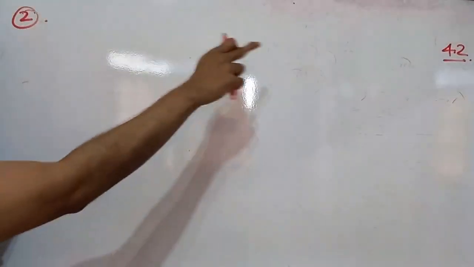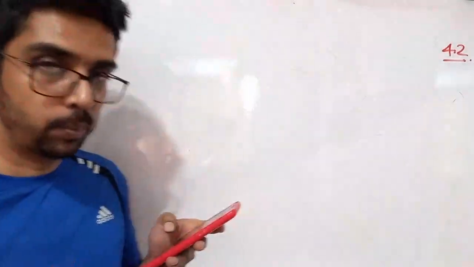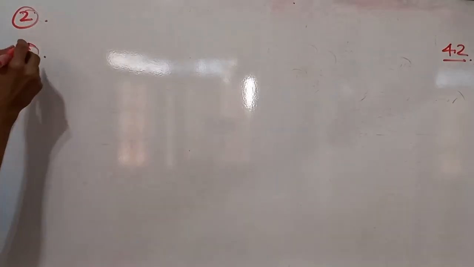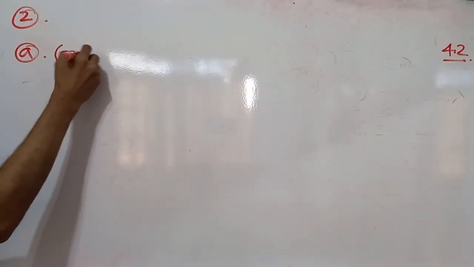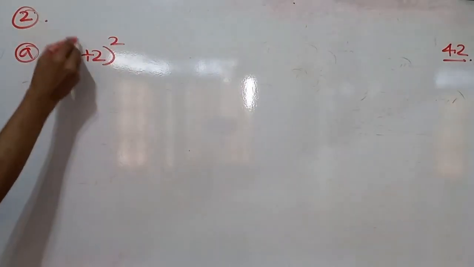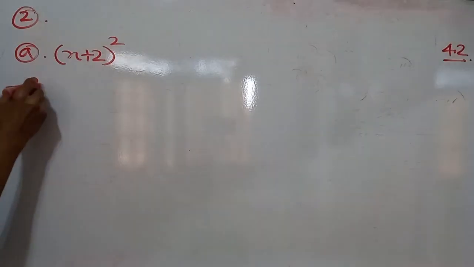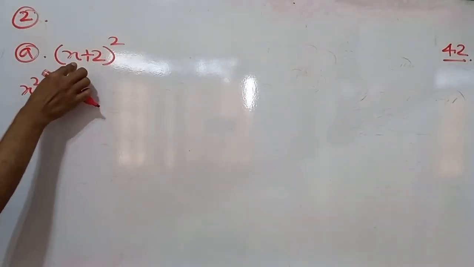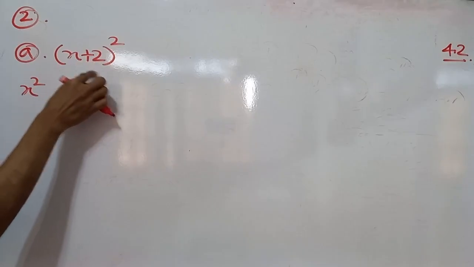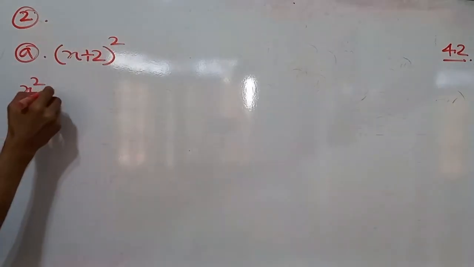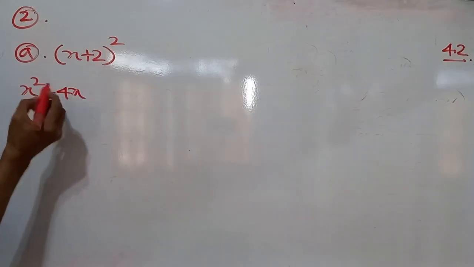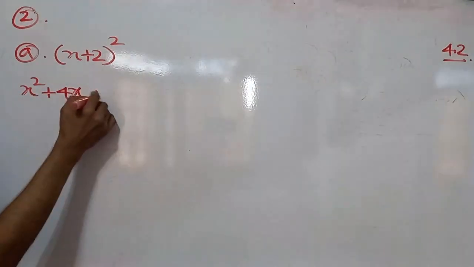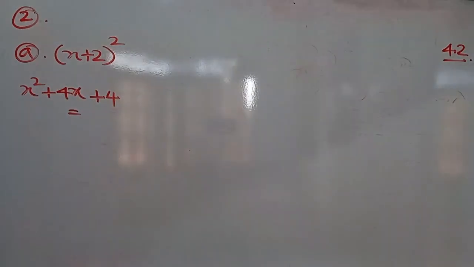Right. Question number 2, exercise 4.2. Expand each of the following squares of binomial expressions, right? So we will use the shortcut method. So A, what do we have? X plus 2 square. So first term we have to get the square, x squared, multiply 2 and x. So that becomes what? 2x. Then multiply 2x by 2. So we get what? 4x. So that's what? A positive value. Then plus 4. That's the answer.